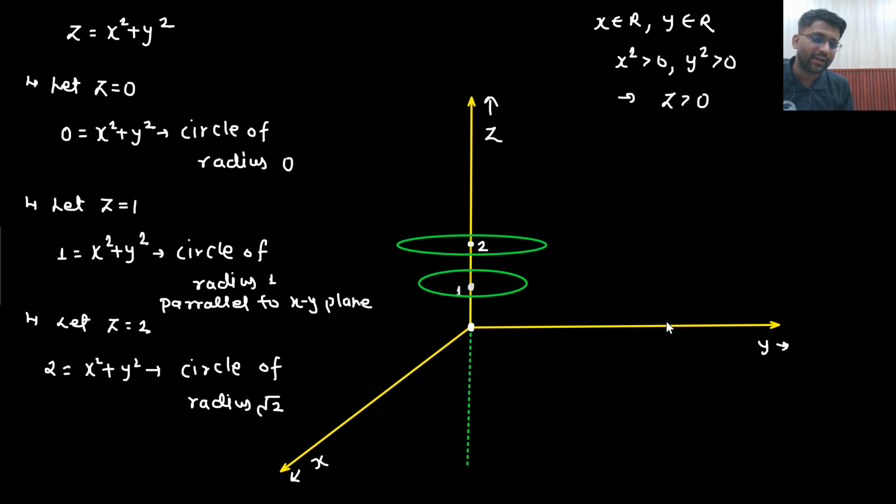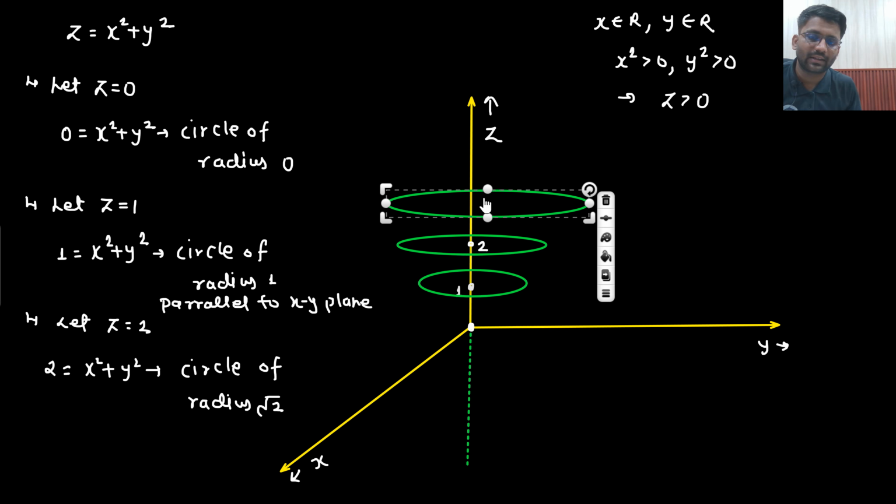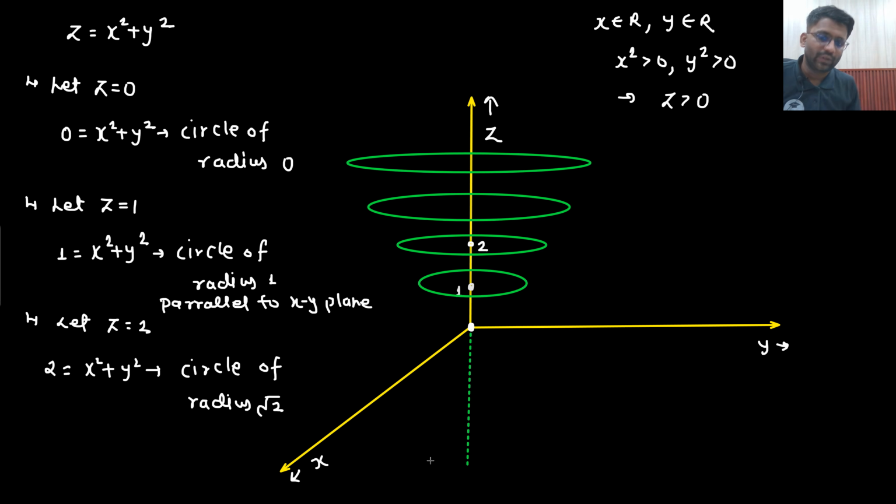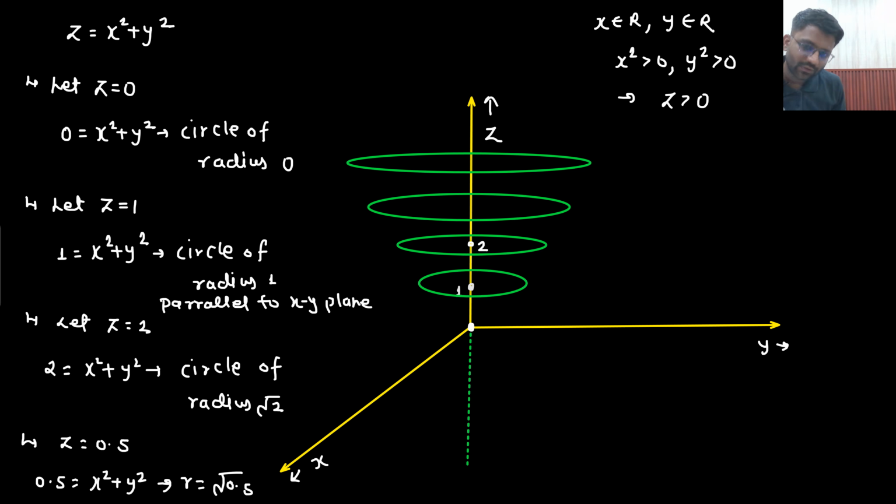It is also a circle parallel to the xy plane of radius under root 2, right? Similarly, for under root 3, you will get another circle. The size of the circle will keep on increasing in that manner. So when you join them, and here as well, we are taking only the integer values, no? z could also be 0.5, right? So what will you put here? 0.5 equals x square plus y square. That means it will have a radius of under root 0.5. So another circle will be here. In that manner, a lot of circles would be there.